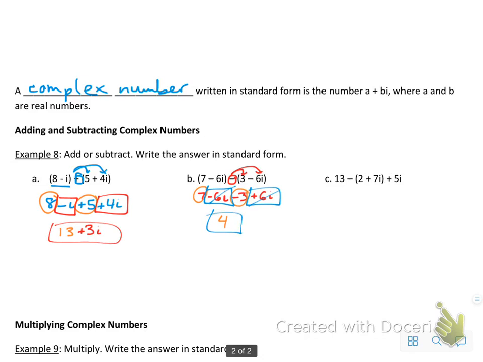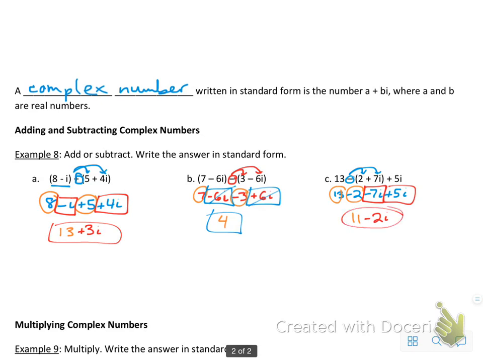Let's try that one more time. Now here, the negative is all we are distributing. We are only distributing the negative, not the 13. The 13 stays the same. We have negative times 2, which is negative 2. We have a negative times 7i, which is negative 7i, and then plus 5i. So we circle our numbers, and we box our i's, which happen to be next to each other. 13 minus 2 is 11, and negative 7i plus 5i is negative 2i. And that's our final answer.